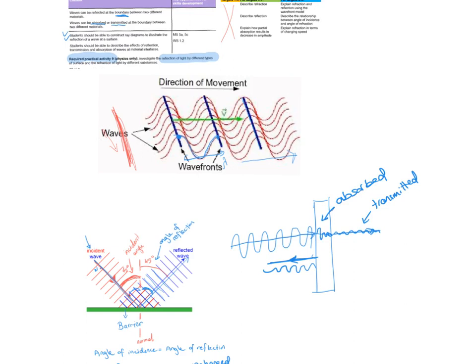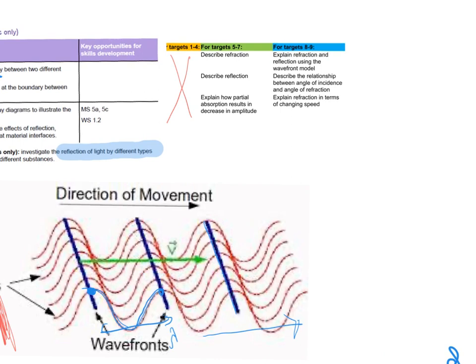So let's go on through transmission. We're going to have a new word here. This is what we call refraction. So here we talked about reflection. We talk about the relationship between angle of incidence and angle of reflection, but this is for refraction.